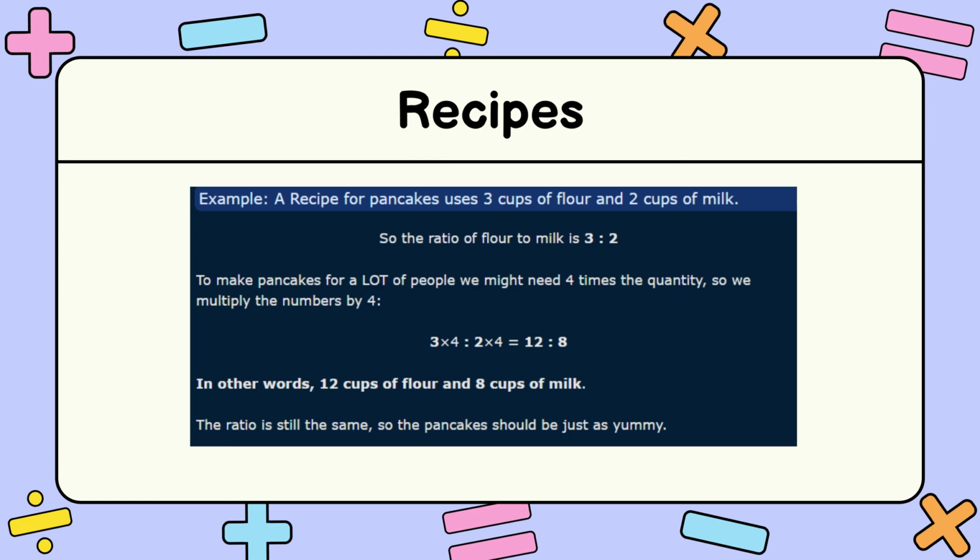Check this solved example here. We have a recipe for pancakes. We need 3 cups of flour and 2 cups of milk. But this is suitable for 1 person. If there are 4 persons in total, how many cups of flour and how many cups of milk do you need? That's right. We multiply the ratio by 4. That's 12 cups of flour and 8 cups of milk. If the ratio is not the same, the pancake would not taste like it did for that 1 person earlier.